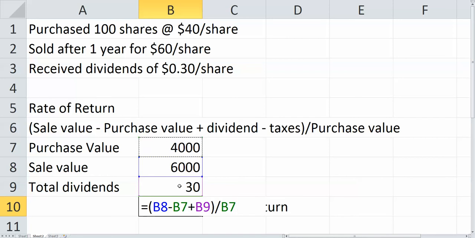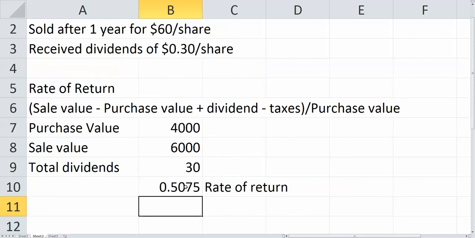And even though if we sold the stock, we'd have to pay tax on the capital gain, and we'd have to pay tax on the dividend, in the very first question, they don't want you to deal with taxes. So our rate of return would be this 50.75%.